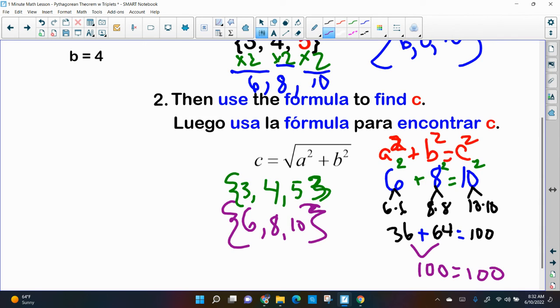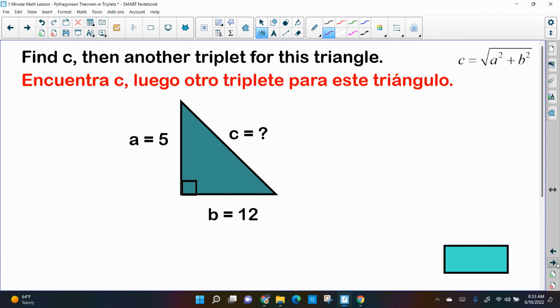Those are the steps. So these sides are in proportion. That's just how we found the Pythagorean theorem triplets. So a new set of triplets. So I hope you enjoyed finding that. That was my 1 minute math.